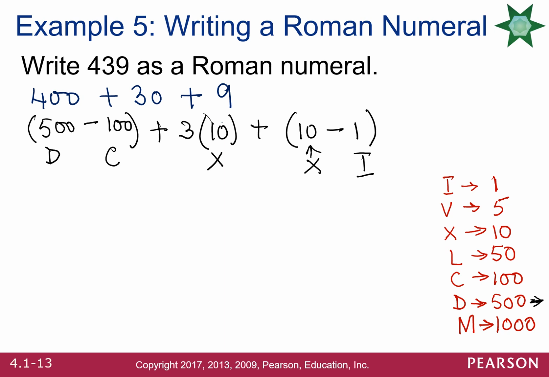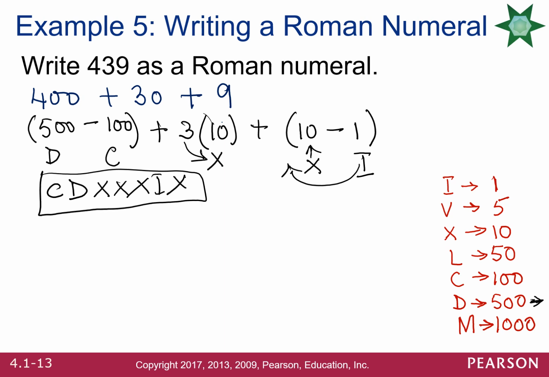However, if it's a minus, remember the smaller value has to be on the left-hand side. So we are going to write this as CD, and then 3 X's. Remember, it's not just 1 X, but 3 X's, 3 times 10. So it's going to be X, X, X. And then the I should come before the X, so I, X. All right, so this is going to be the Roman numeral equivalent of 439.